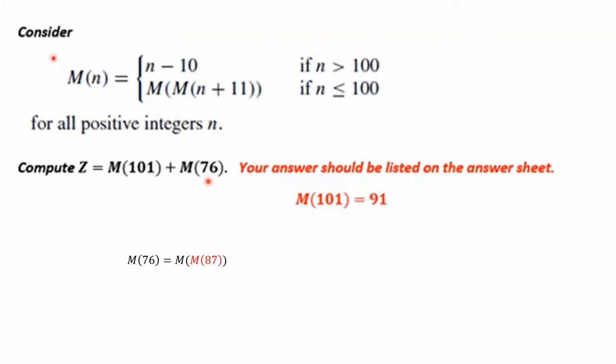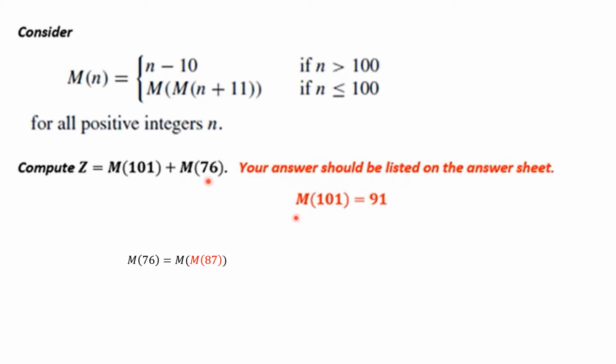The next problem involves McCarthy's 91 function. So consider capital M of n is equal to n minus 10 if n is bigger than 100, and it's M of M of n plus 11 if n is less than or equal to 100, for all positive n. I asked you to compute what is the value of z, which is M of 101 plus M of 76.